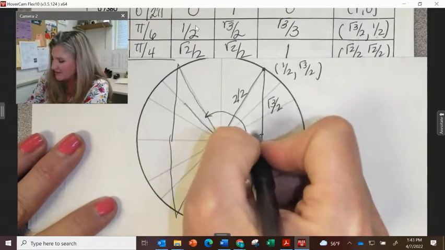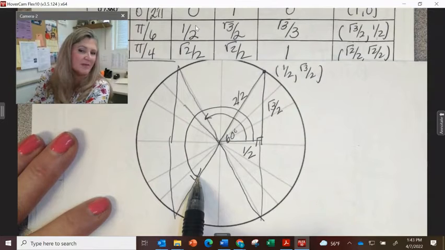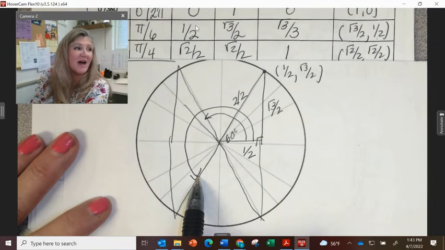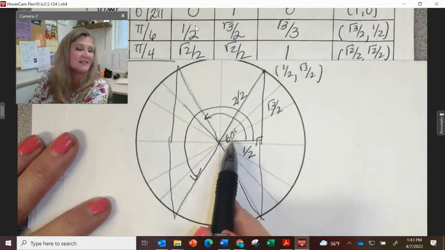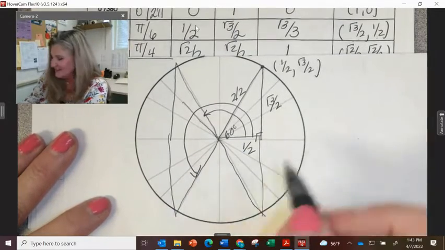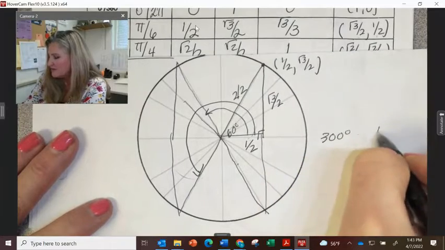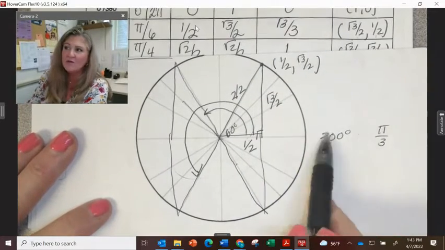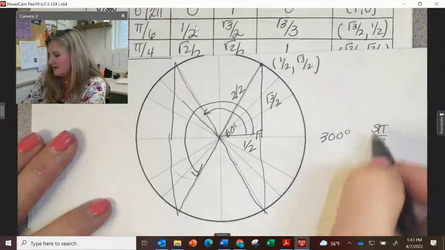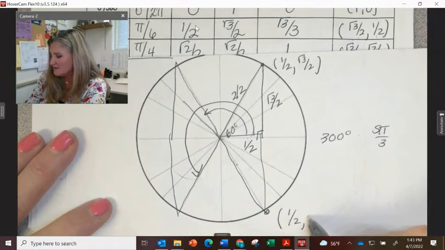What's the angle going to be that's going to go here all the way down to there? 240. Can you tell me in radians? 4 pi over, no, 60 degrees is pi over, so it's 4 pi over 3. Good. Okay, all the way around here, what is it? It's 300 degrees. We know it's a pi over 3 angle. What is it? Good. And then you would know the point. What's the point? 1/2, and then what else?